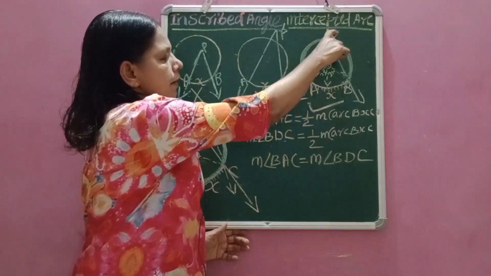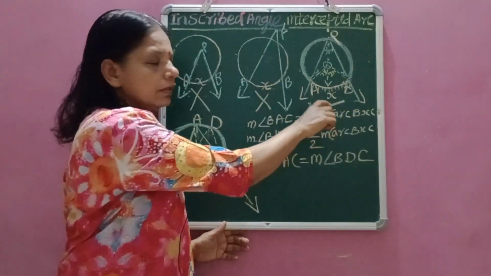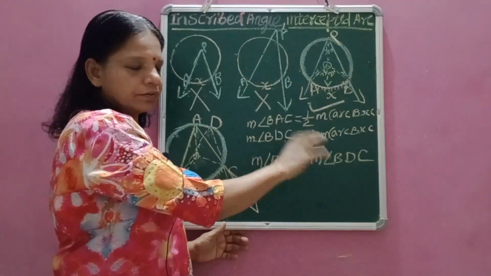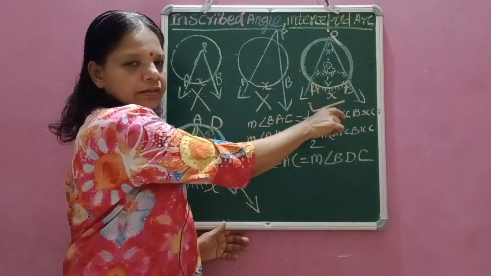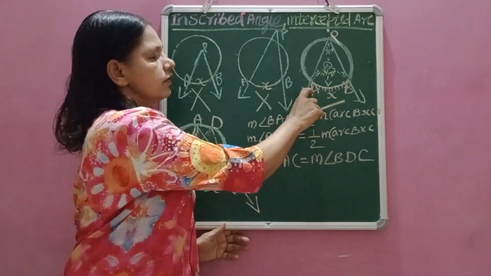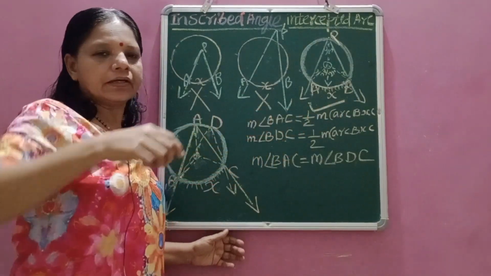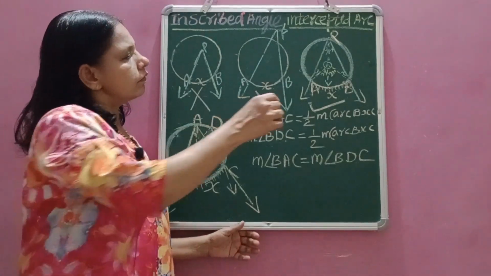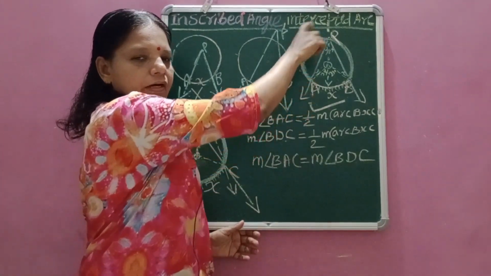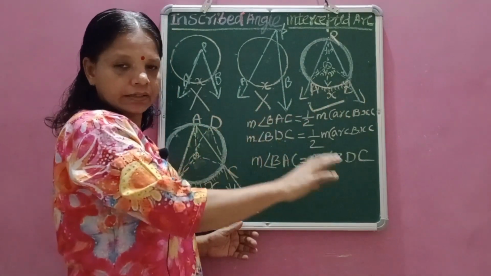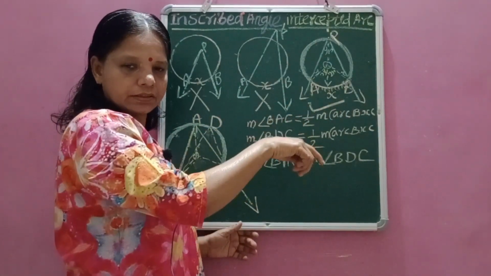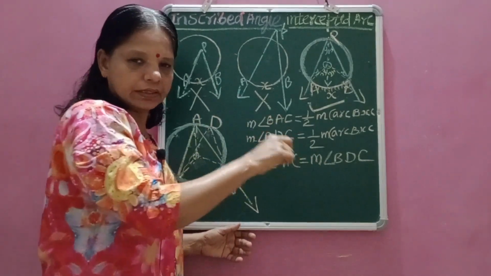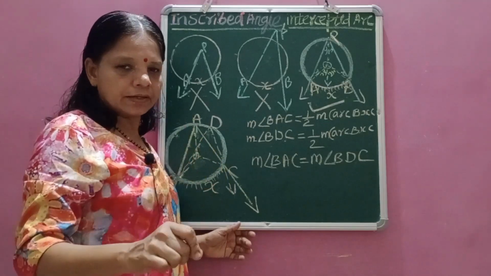Remember, angle APB is inscribed in the major arc, not AXB. Don't confuse. You cannot say the angle is inscribed by this arc AXB. Not that. Angle is inscribed in the arc APB, not AXB. In the major arc. Clear? So what is the condition? The vertex should be on the major arc in which it is inscribed.